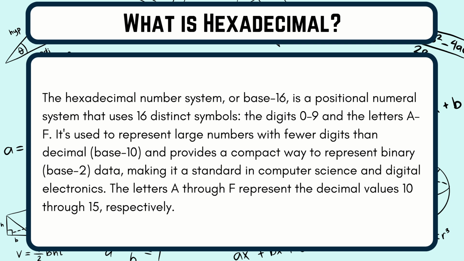And let us define what is hexadecimal. Hexadecimal number system, or base 16, is a positional numeral system that uses 16 distinct symbols, the digits 0 to 9 and the letters A to F. It's used to represent large numbers with fewer digits than decimal, base 10, and provides a compact way to represent binary, base 2 data, making it a standard in computer science and digital electronics. The letters A through F represent the decimal values 10 through 15, respectively.